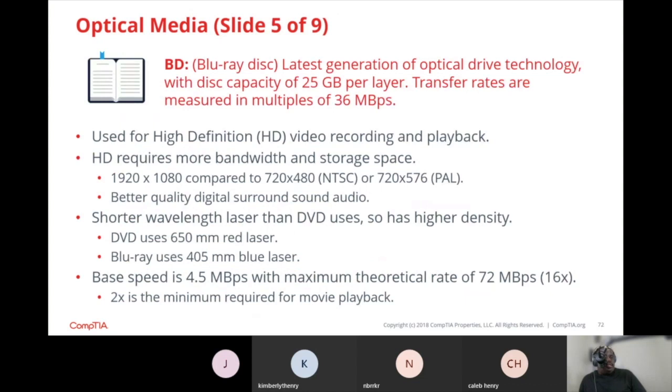We have Blu-ray disc, the latest generation of optical disc drive technology, with a disc capacity of 25 gigs per layer. The transfer rate was measured in multiples of 36 megabits per second. Used for HD video recording and playback. HD required more bandwidth, more storage space, and a shorter wavelength laser than DVD uses, so it had a higher density. Base speed was 4.5 megabits per second with a maximum theoretical rate of 72 megabits per second, 16x. 2x was the minimum required for movie playback.